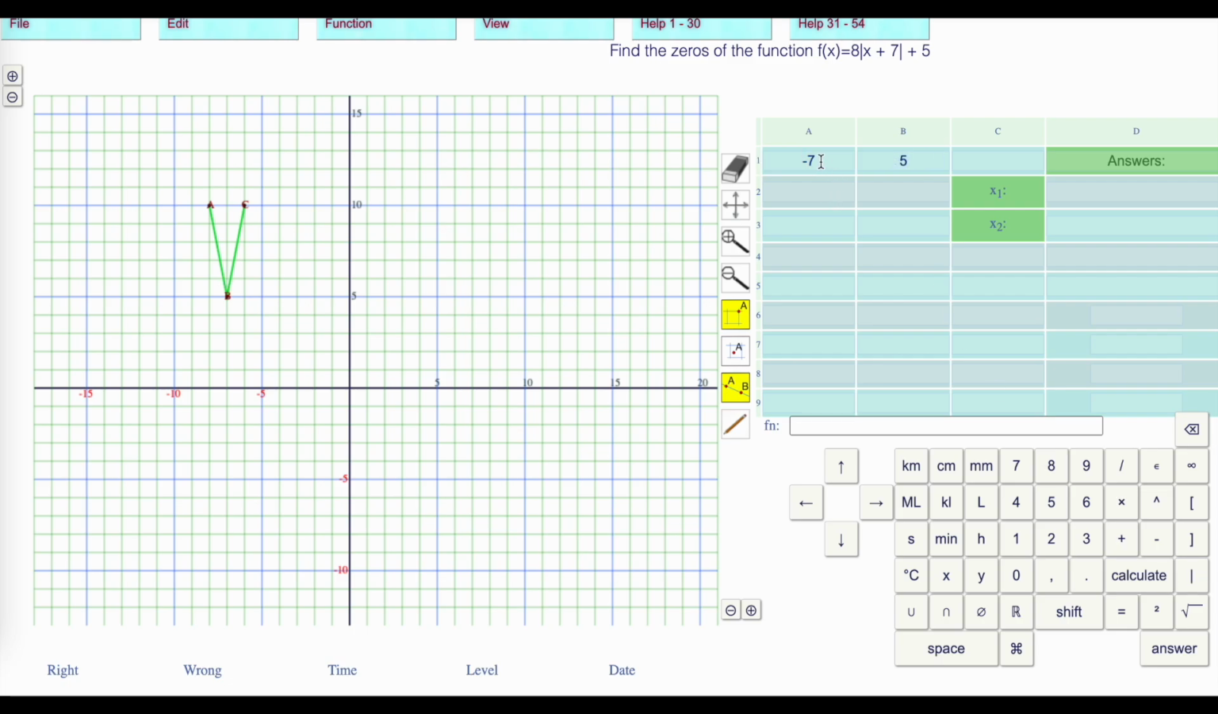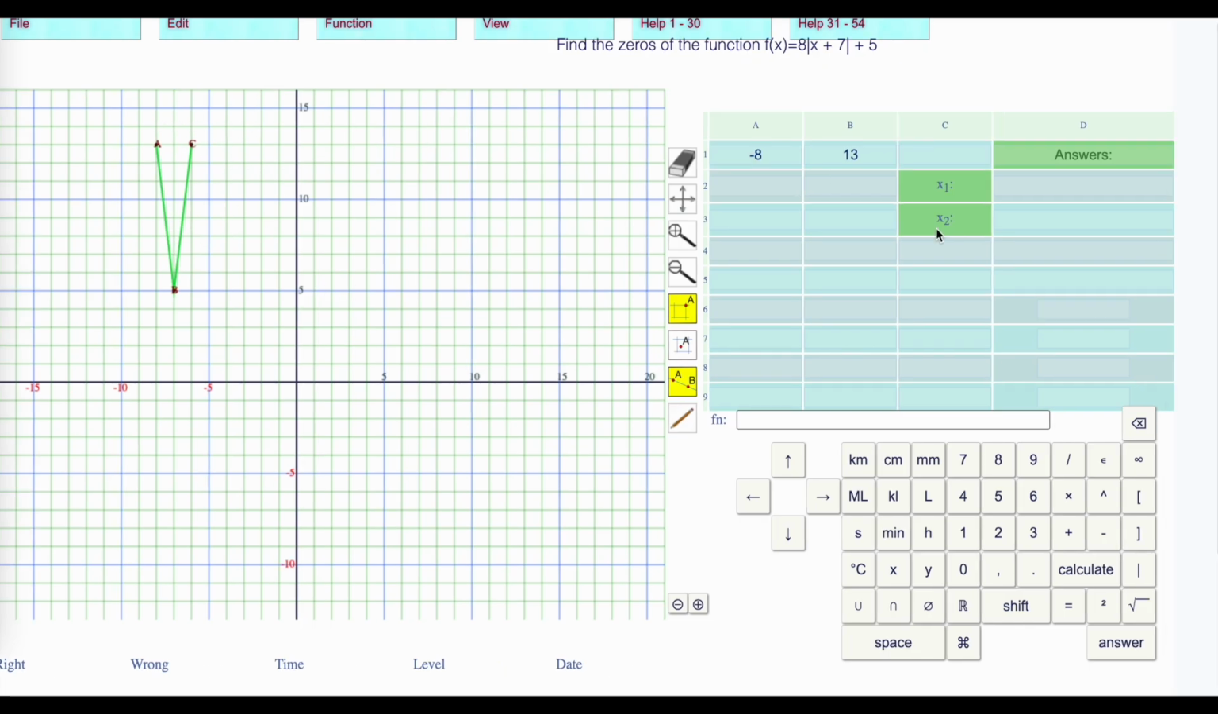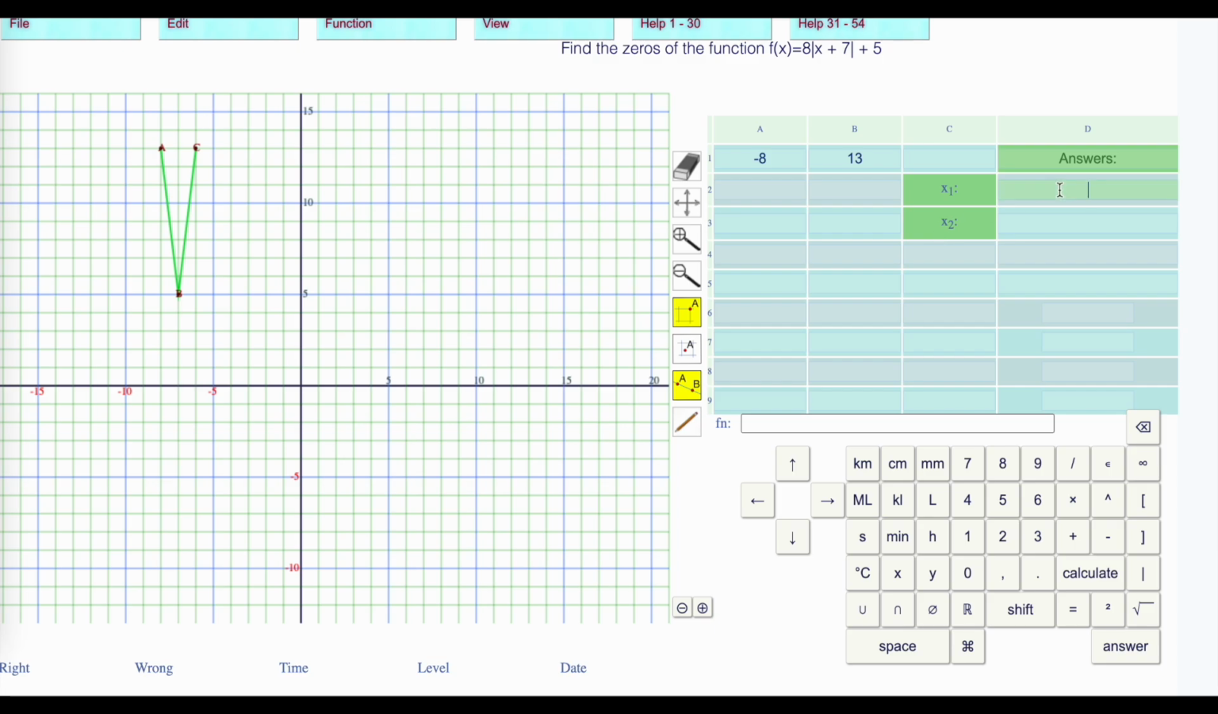When it is negative 6, we have 13. Negative 8 should also be 13. Okay, so this is exactly what it's looking at, and it's going to keep going up and up and up. The answer should be that there are no zeros. I'm going to write none. You could also put null set or empty set, and press answer to see if I'm right.